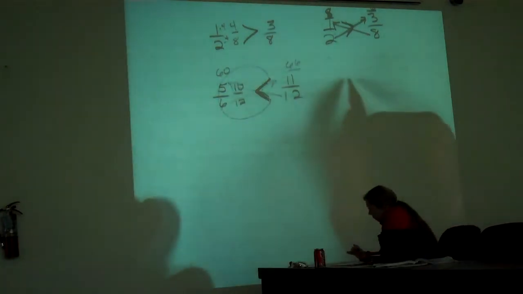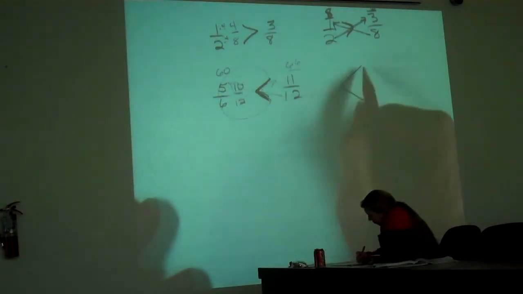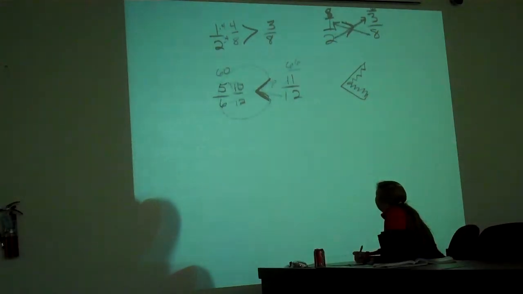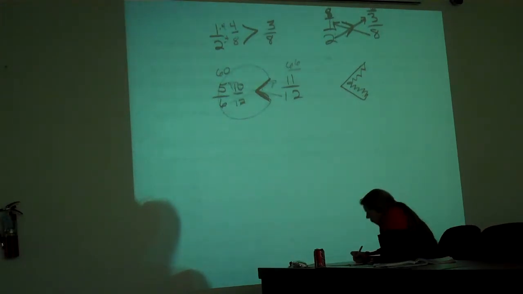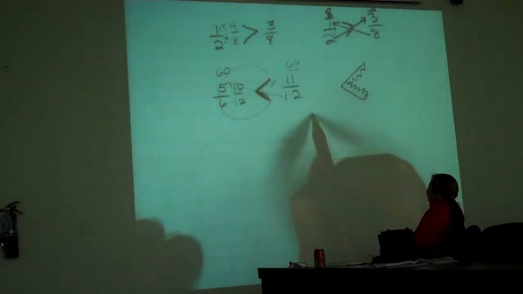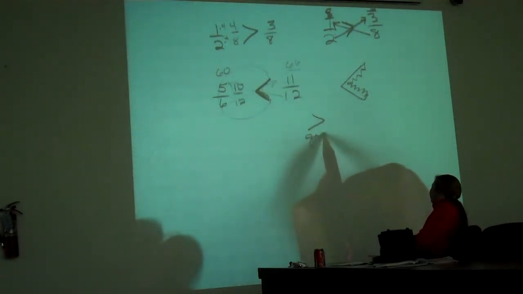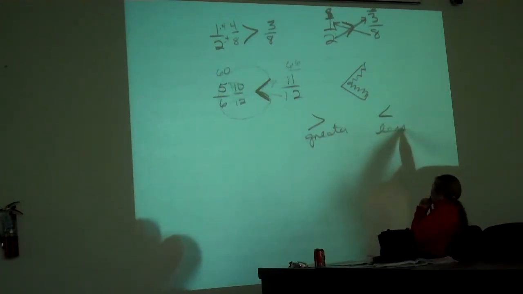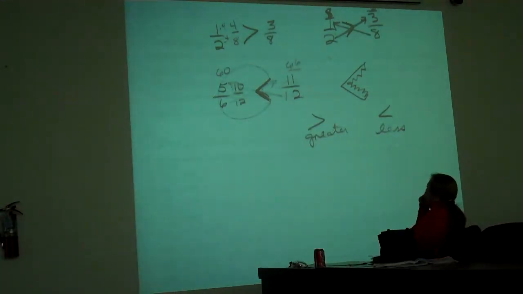Some people like to think of this as an alligator. And the alligator's hungry, so he eats the biggest one. So the Pac-Man or the alligator eats the biggest number. If you can't remember, this one is greater than. This one is less than. Also, the point always points to the smaller number, right? The point points to the small one.